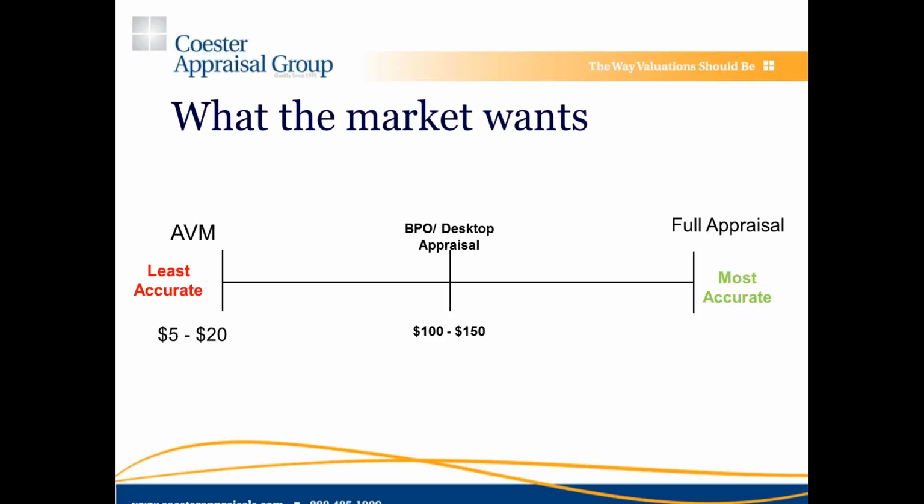Really, here's how the market is. You have kind of three price points. You have an AVM on the low side, least accurate, typically $5 to $20. A full appraisal is $300 to $500. And then you have this middle area where they don't really want a 1004. They don't have the money to spend that on thousands of properties. The AVM is really not accurate, but they're willing to pay a little bit of money for something fairly accurate, meaning they don't necessarily need that much information on a property.